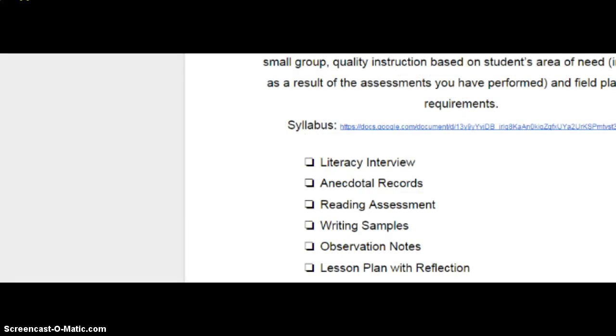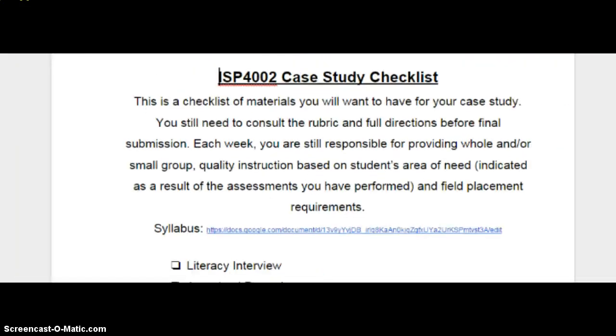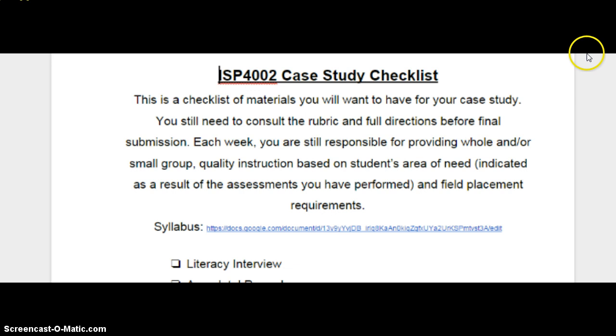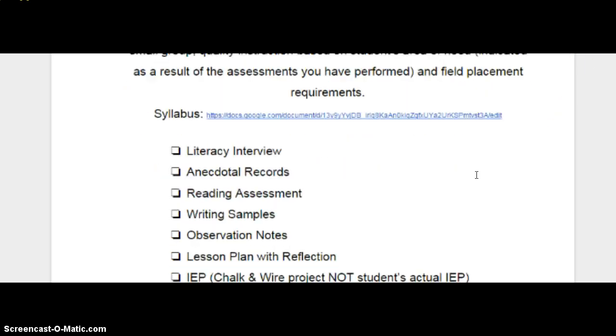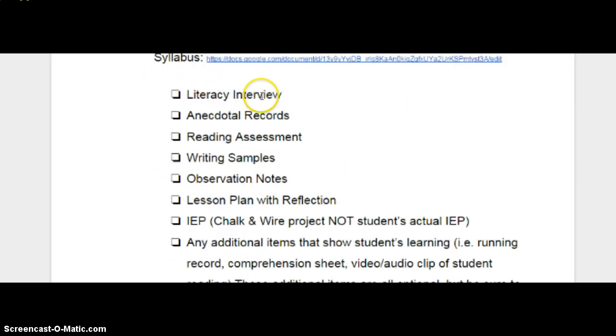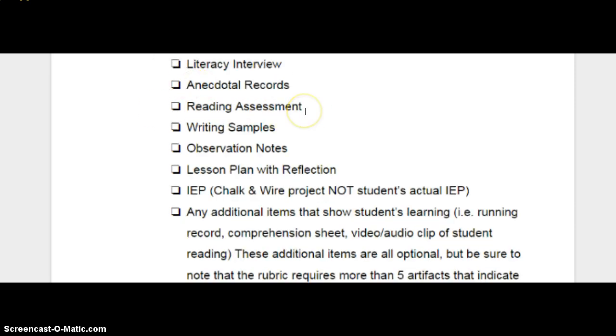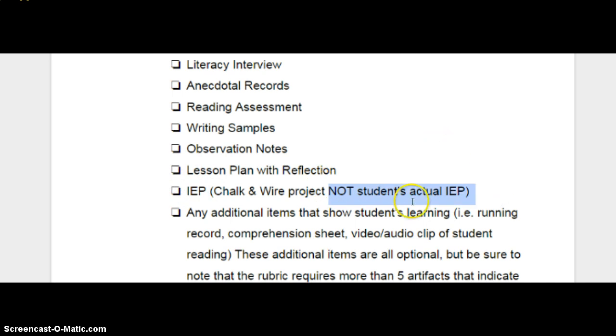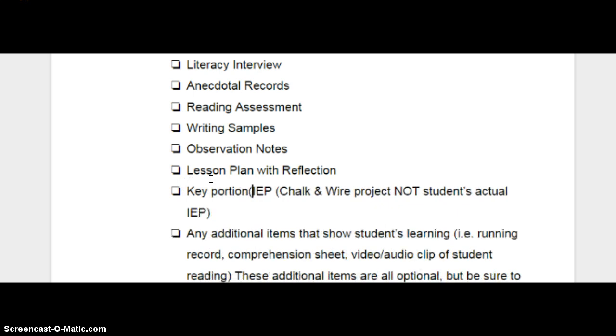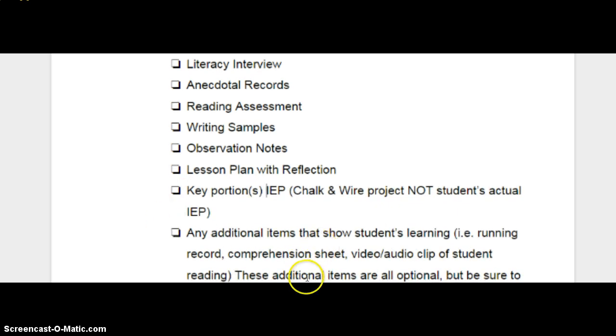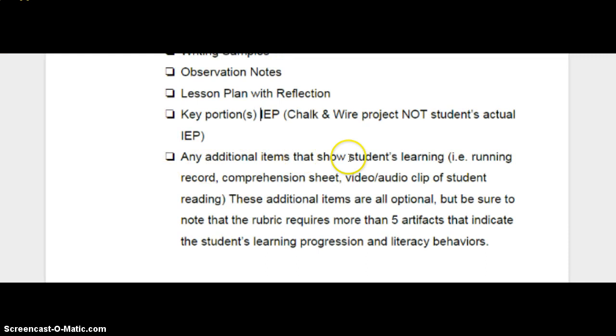The final thing I want to go over is the fact that sometimes it's hard to pull everything out of the rubric and the directions. So here I've made a checklist of materials that you need to include, like some highlights of the literacy interview. These are highlights, and perhaps screenshots of portions of these artifacts, okay? You're going to have the IEP, not the actual IEP, not the whole thing, but key portions of the IEP that you need to speak to develop the whole picture for this student. And then also any additional items.